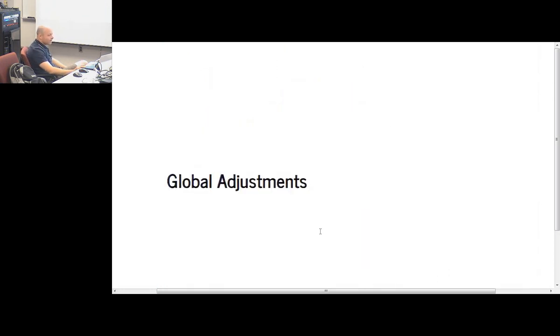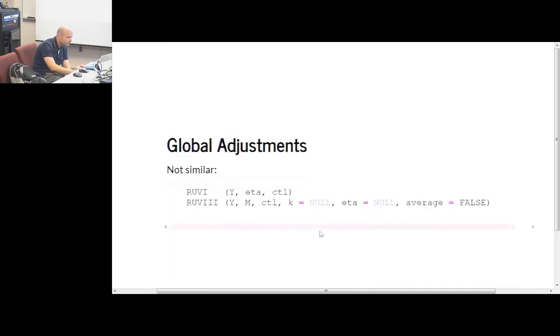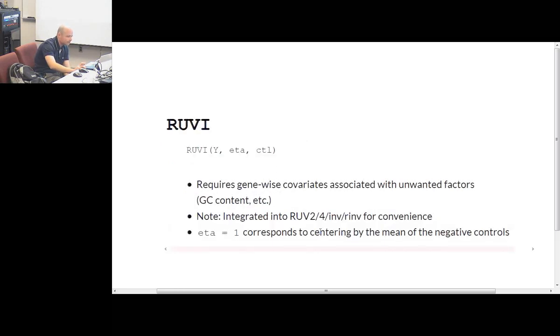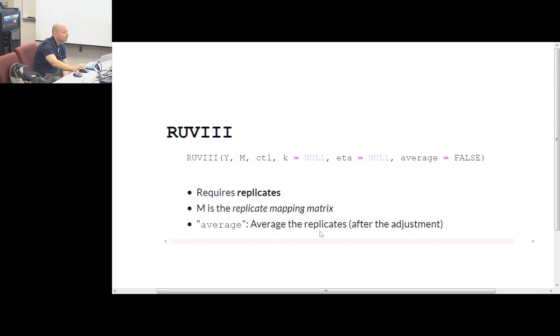Okay, I'll try to keep it to just an extra 5 minutes, but I want to show you some of the global adjustments. I'm going to skip over the RUV1 stuff. I'm going to go straight to the RUV3 stuff.